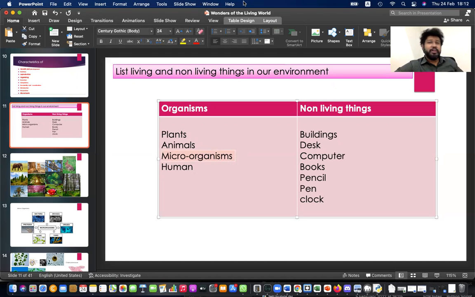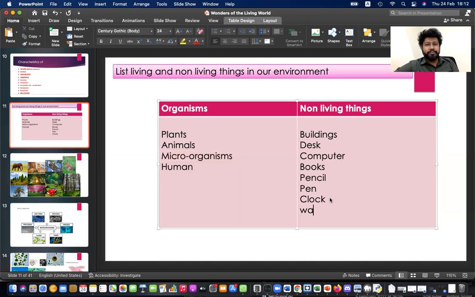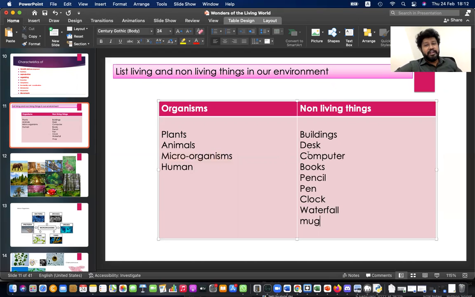So what are microorganisms? Right, maybe a waterfall, mud. These are also non-living things. So there are a lot of non-living things around us. Those are not organisms.